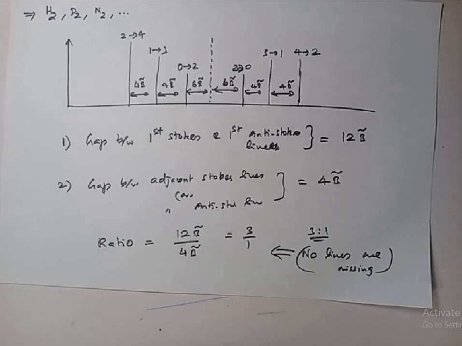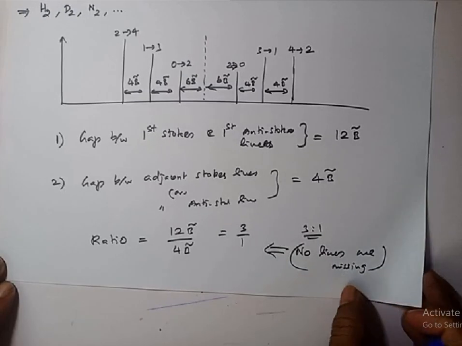Is this clear to all? Experimentally, you can check. Are you able to follow? Sir, once 3:1 comes, no lines are missing? Yes, you're right. For any molecule? Yes. Right. Now, suppose we take the oxygen molecule, what will happen?